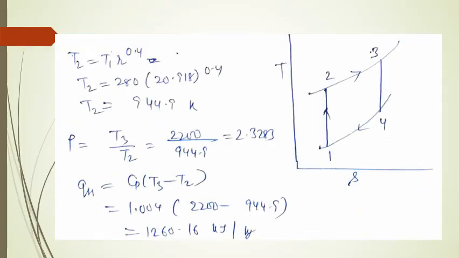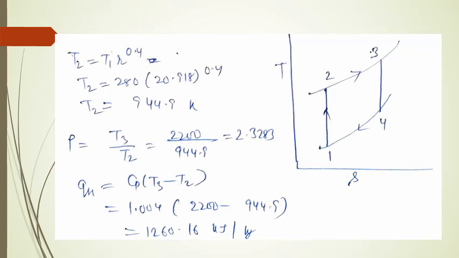T2 is equal to T1 into R raised to power gamma minus 1. So with this expression, the value of T2 comes out to be 944.9 Kelvin. Rho, which is equal to T3 upon T2, is equal to 2200 upon 944.9, that comes out to be 2.3283. We have drawn the TS diagram for this cycle, that is the diesel cycle, on the slide.